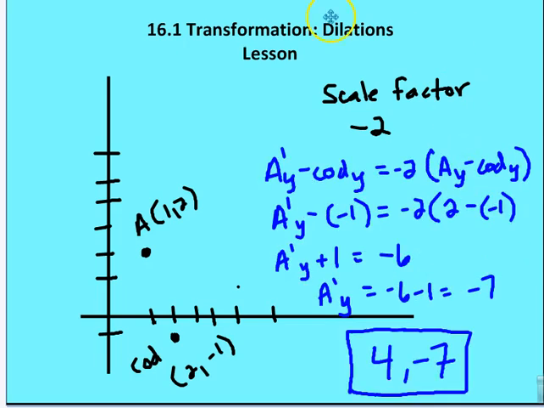Okay, so now we need to find the value for y. Same thing. A prime y minus center of dilation y is equal to -2 times A y minus center of dilation y. We're going to substitute the values in here to find A prime y. That's what we're looking for. And we end up with -7. So again, I went through this pretty quickly. Please pause to review these values and the relationship to the formula that I gave to you. I'm going to move on.